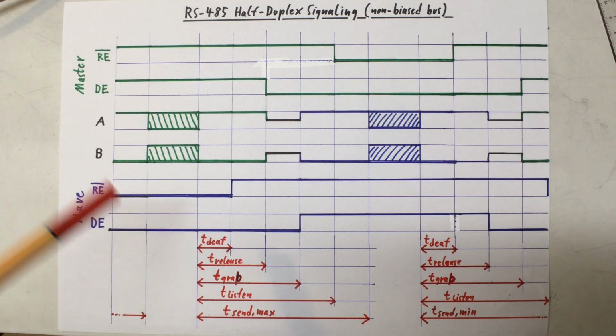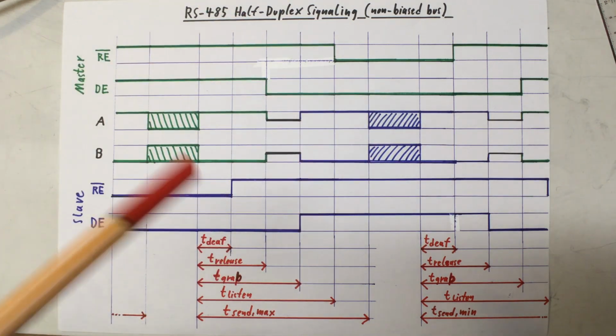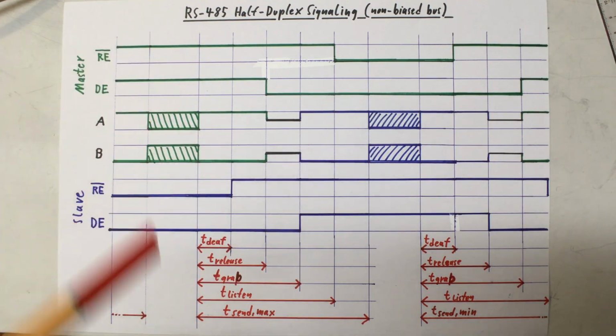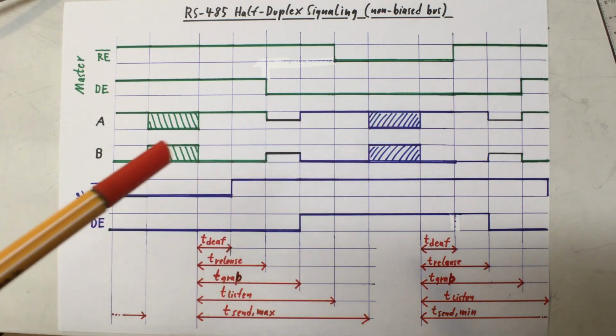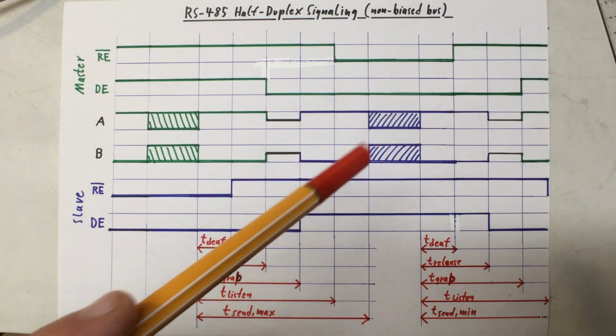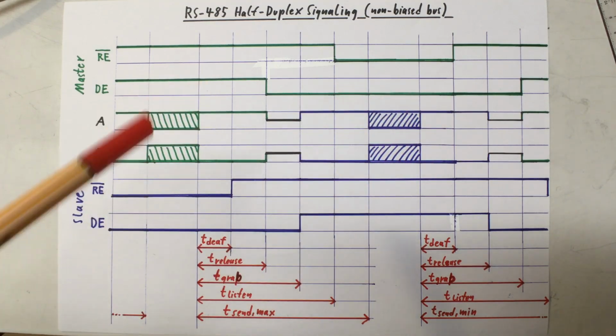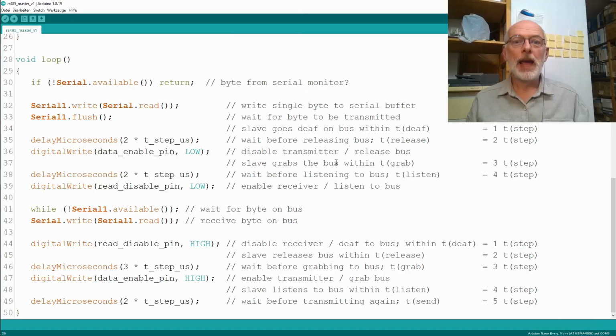That is, we are in desperate need of a timeout. If we have another look at the protocol diagram we've created in the previous video, you notice that we have defined a t-cent max. That is the maximum time in which the slave has to respond to a request from the master. However, t-cent max is nowhere to be found in the code of the master. We have t-def, t-release, t-grab and t-listen, but no t-cent max.